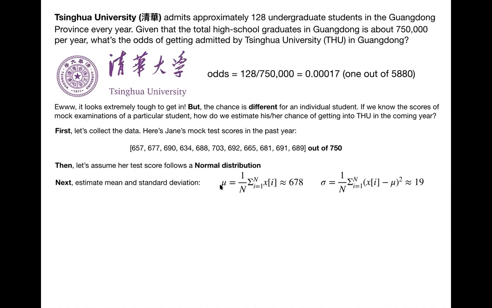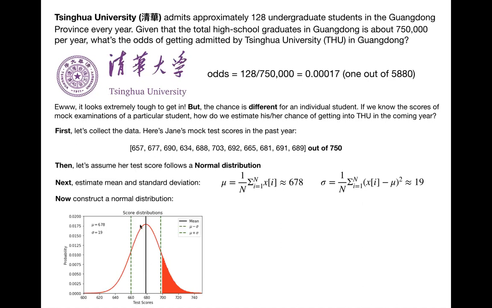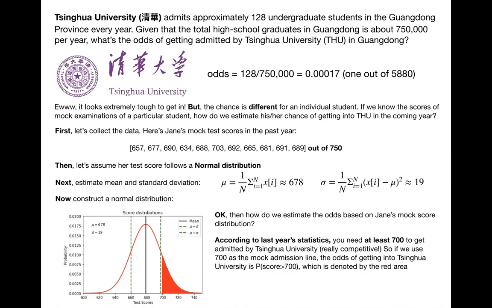Based on the mu and sigma here, and since it's a normal distribution, we can make a distribution function as a function of Jane's score. Now let's estimate the odds based on Jane's mock score distribution, because we have learned how to estimate the probability of an event in a continuous distribution function. That's basically the area, right?